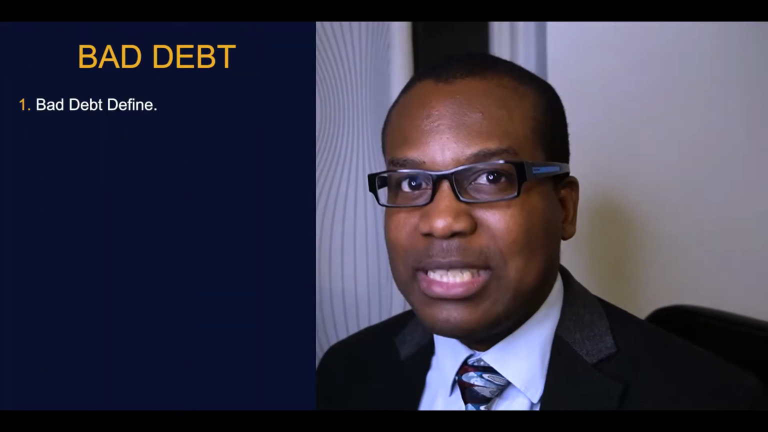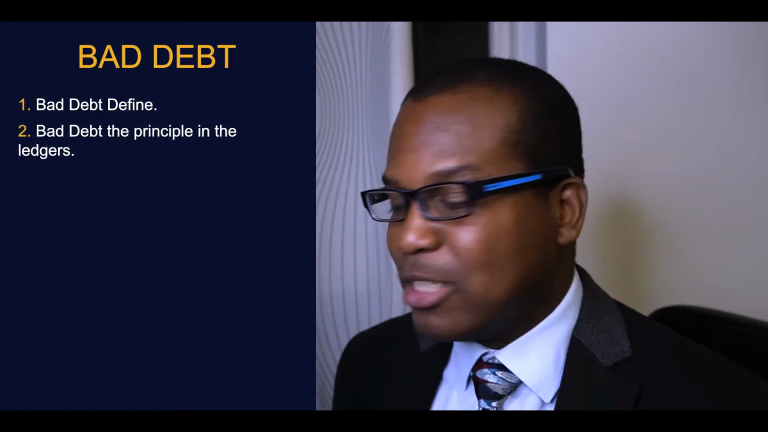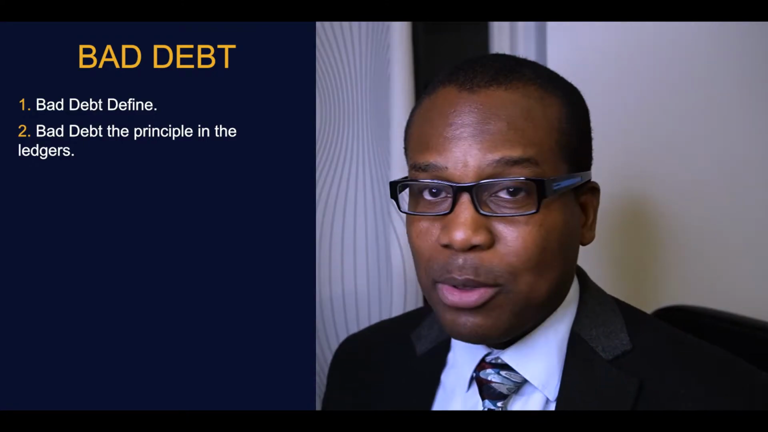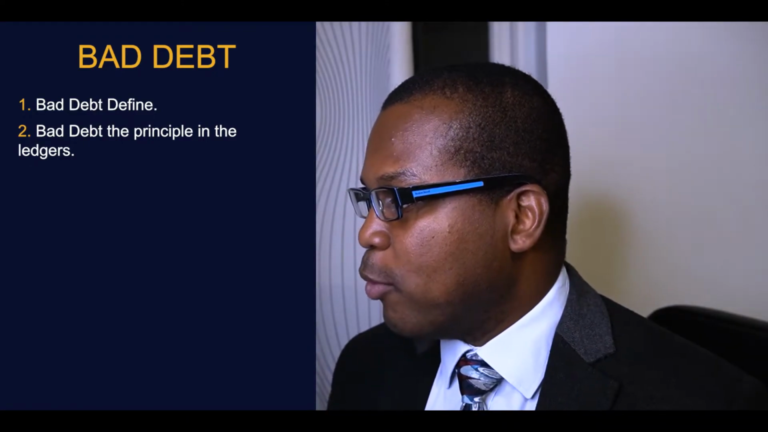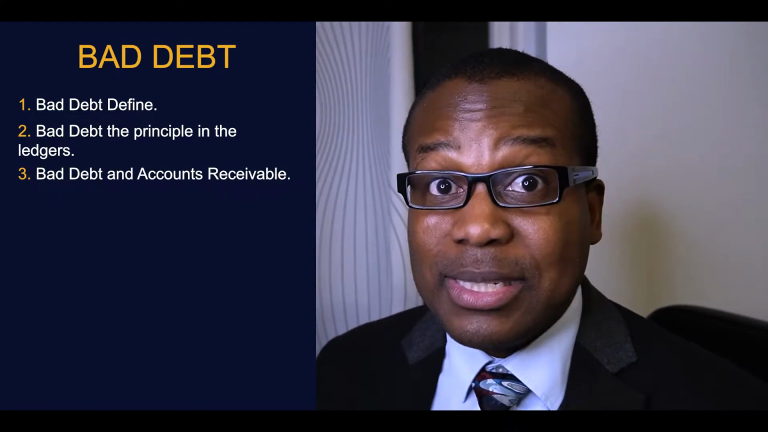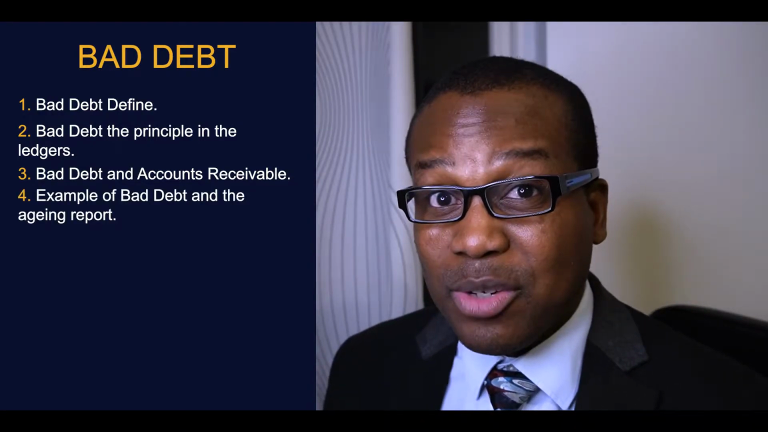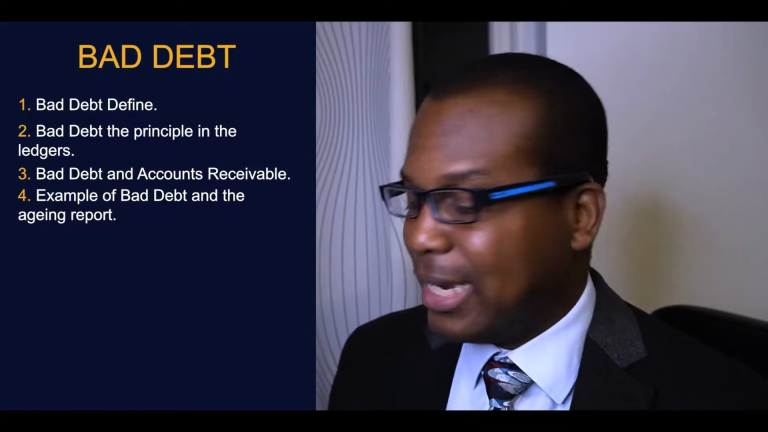Okay, let's get into the main concepts we're going to look at today. So we're going to look at bad debt. First, we need to define it. Then we look at bad debt in terms of the principles. We're moving on into the ledgers to grapple with that as well. And then we move on to bad debt and accounts receivable. And then we move on to the concept of the aging report, which is an important idea.